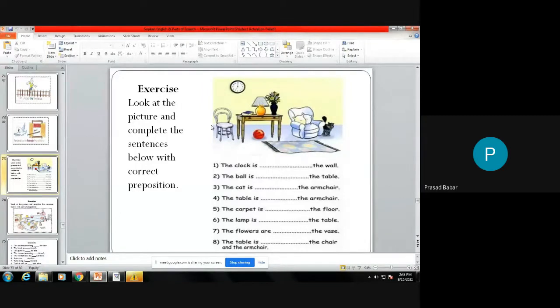Then the next is the table is dash dash the chair and armchair. The table is dash dash the chair and the armchair. Between. Correct. Between will be the proper preposition. Okay, the table is between the chair and the armchair. Okay, so this is about the exercise.